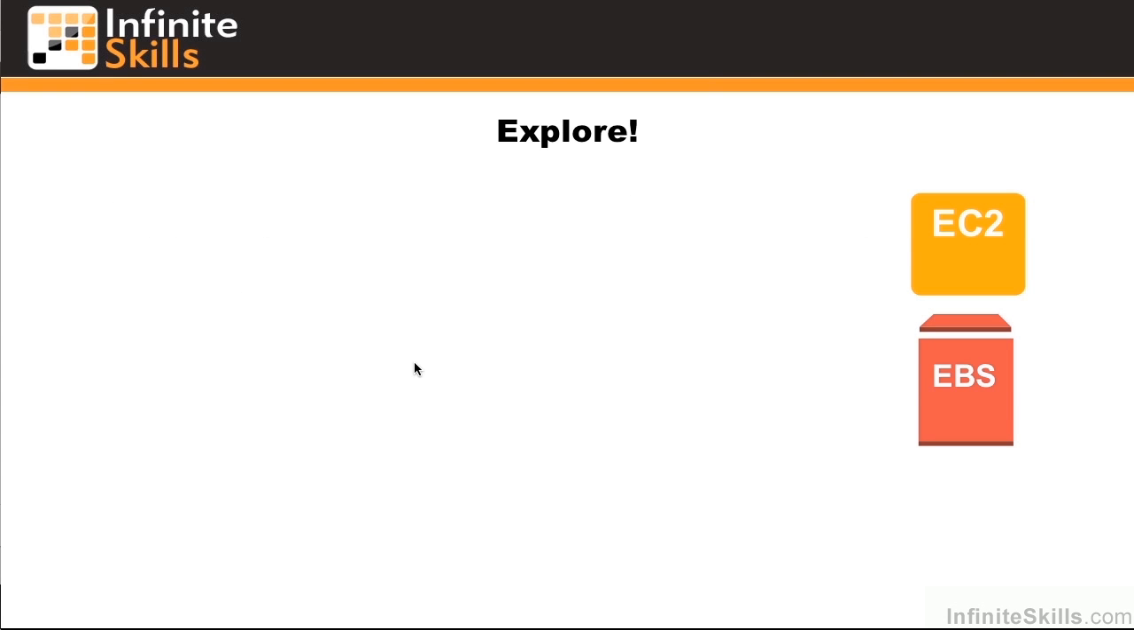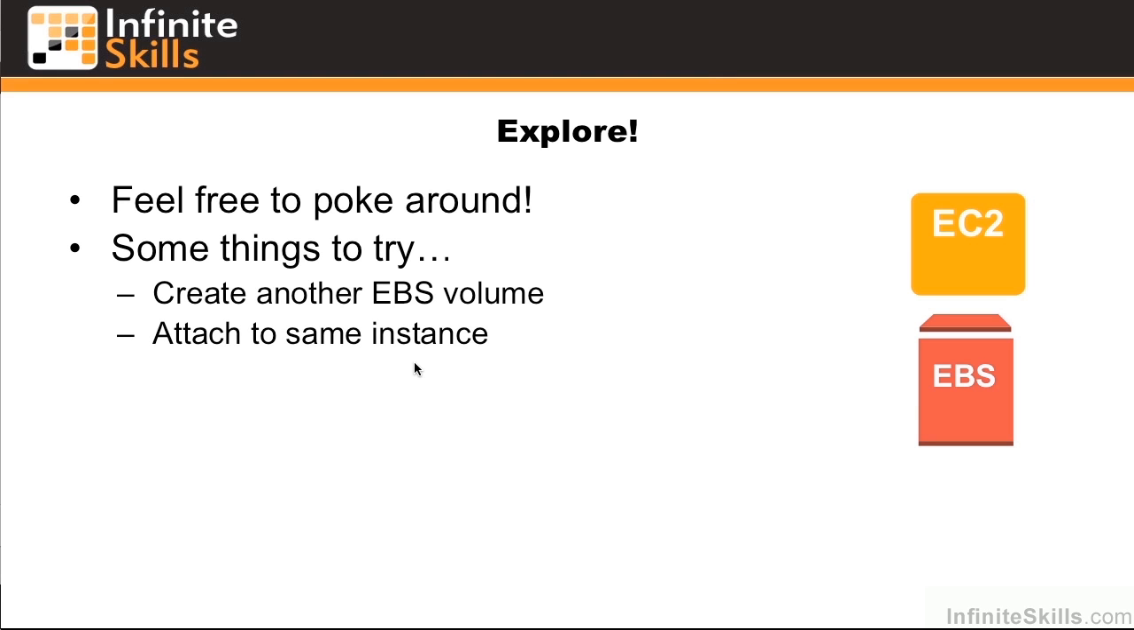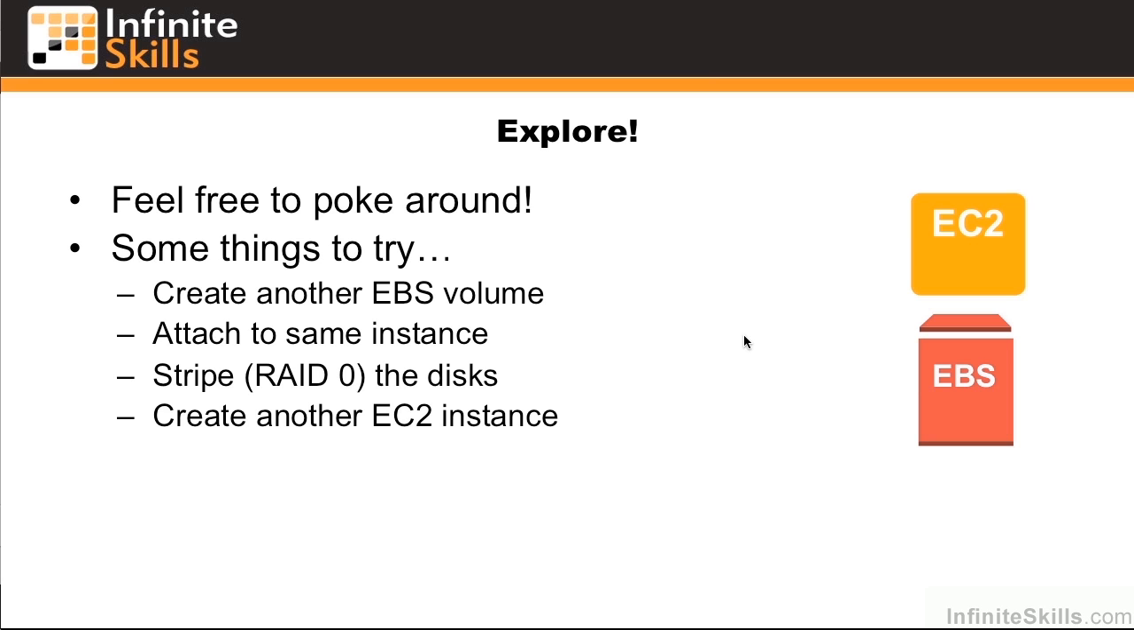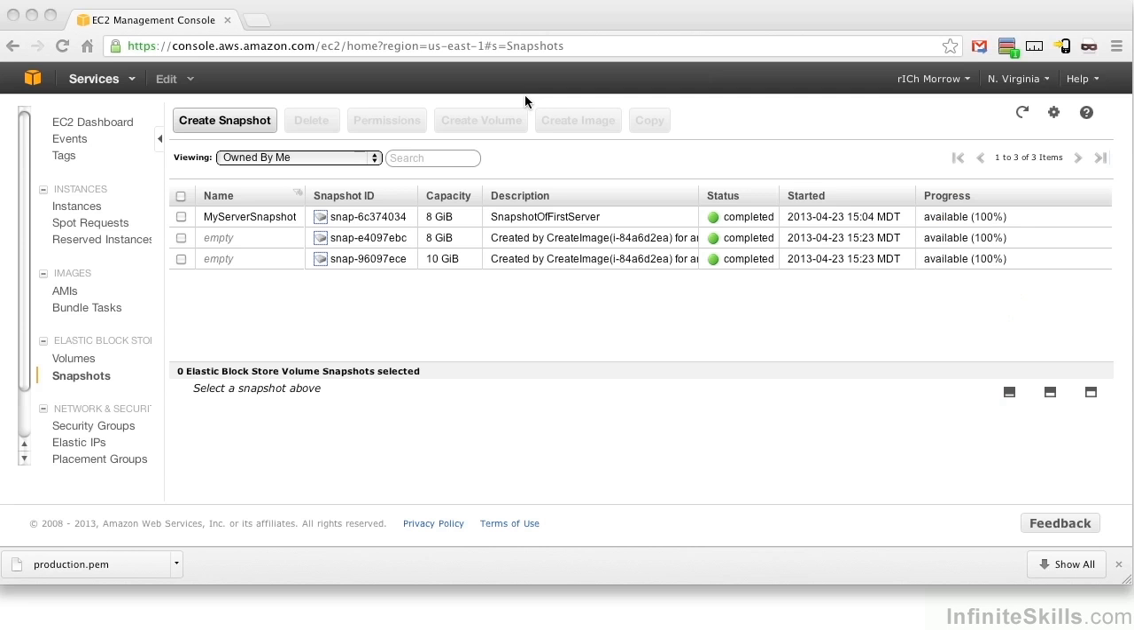I'd invite you now to explore your instance, explore your EBS volume. Feel free to poke around. You can try to create another EBS volume, attach it to the same instance. You can try to stripe or RAID 0 the disks together. You can try to create another EC2 instance, and you can write data to the EBS volume, detach it from the first EC2, reattach it to the second, and verify the data is still there.